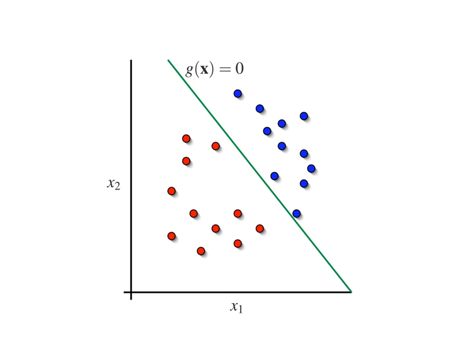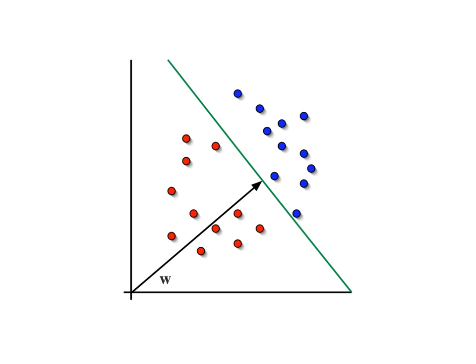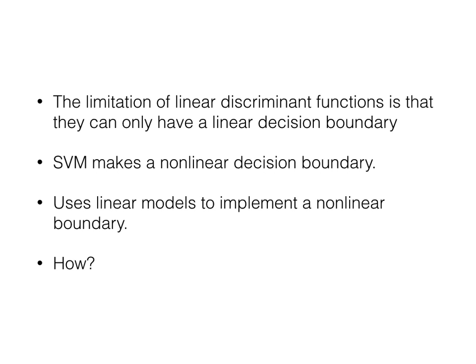So just going back to remind you about the linear discriminant. We're looking for this green line to separate the two classes, and depending on what value it takes, it'll tell us which class we're in. The limitation of linear discriminant functions is that they can only have a linear decision boundary. That green line between the two classes can only be straight, can't have a curvy line. And unfortunately, most problems that we come across, you need to have a curvy line, not a straight line, because they're not linearly separable.